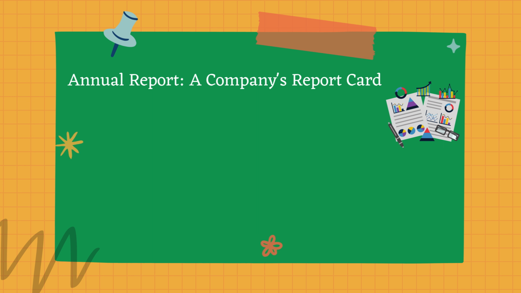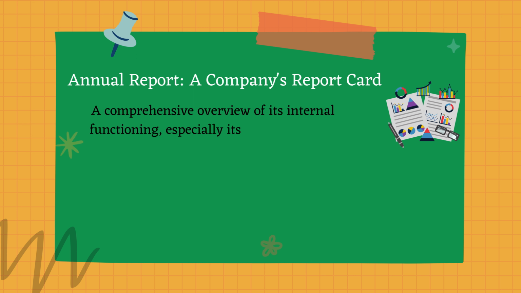Starting with annual report, what is an annual report? It is basically a company's report card. An organization's annual report provides a comprehensive overview of its internal functioning, especially its financial status. These reports usually contain financial statements such as the balance sheet, income statement, cash flow statement, details about the company's business operations, significant projects, auditor's report, notes to accounts, many exciting graphics, future strategies, etc.